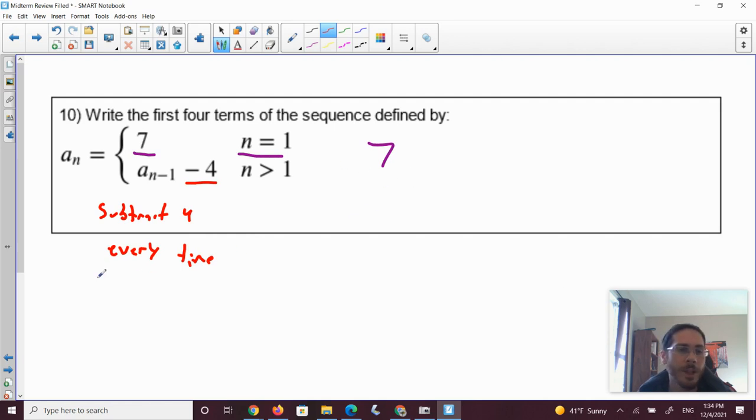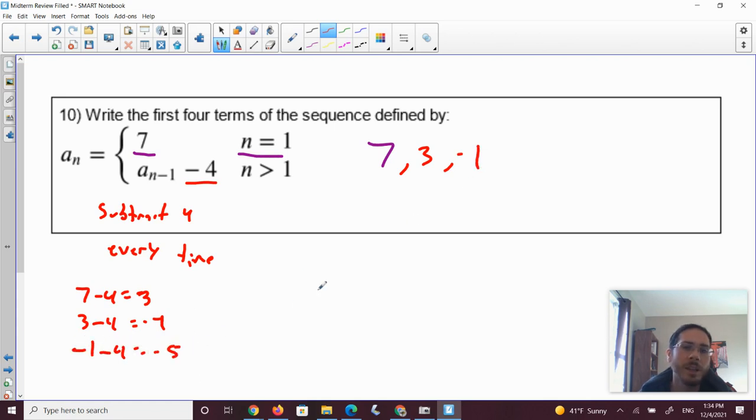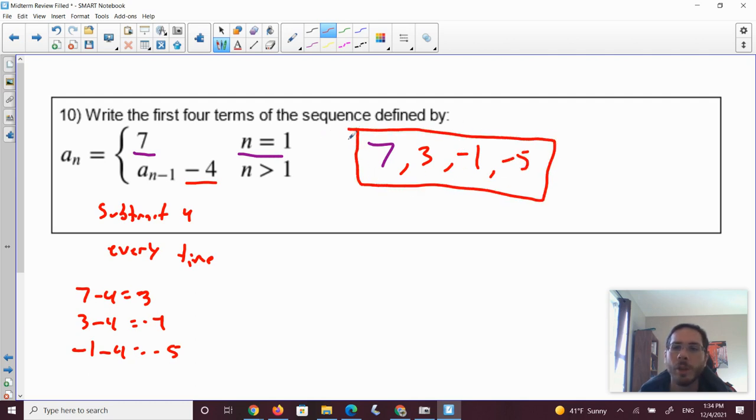So we just have to follow their instructions. 7 minus 4 is 3. 3 minus 4 is -1. And then -1 minus 4 is -5. All right, well, I have my first 4 terms, so I'm done. That's it. That's all we got to do. The big key is just remembering what the structure of that equation is telling us.